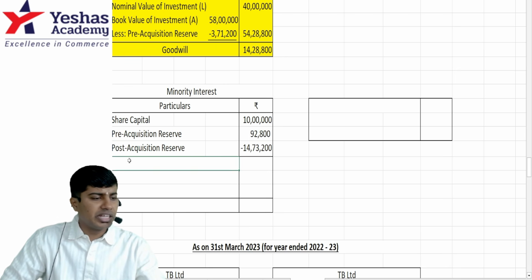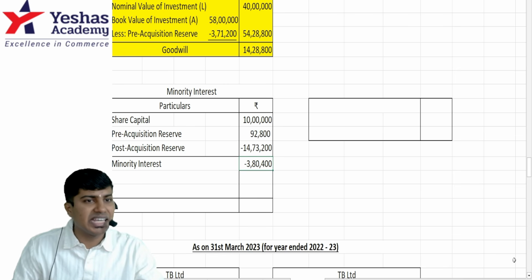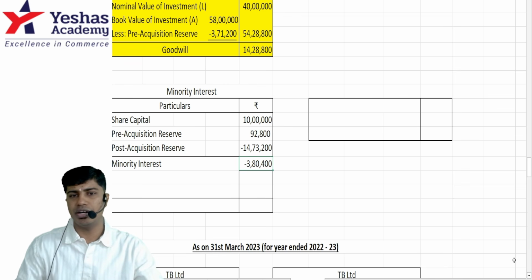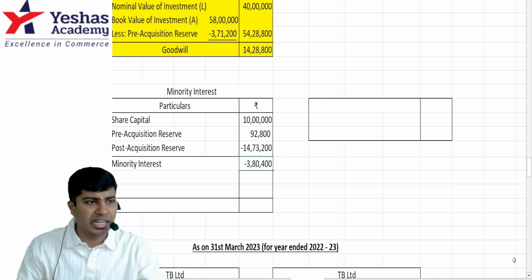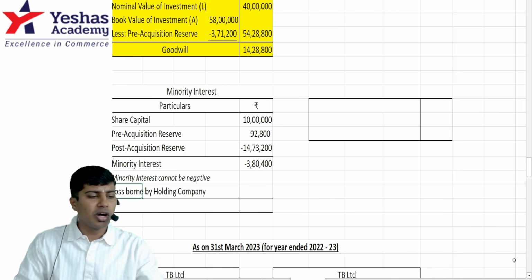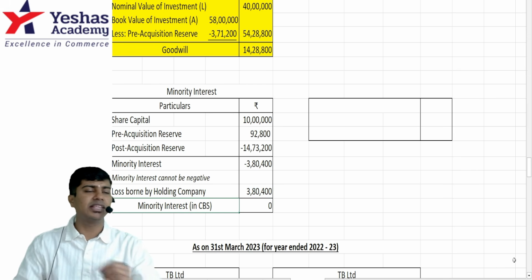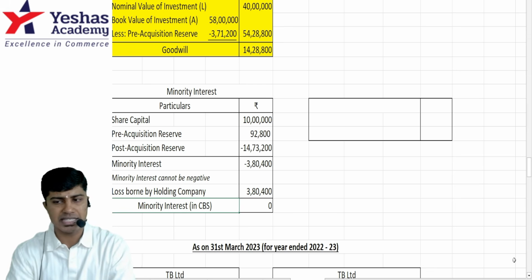14,73,200. You tell me how much is the minority interest? Minus 3,80,400. Understood? Can the minority interest be written negative in the consolidated account? No, it should be shown as zero. Because it will be shown as zero, loss will be borne by the holding company, 3,80,400, and in the consolidated balance sheet, I'll write minority interest as zero.